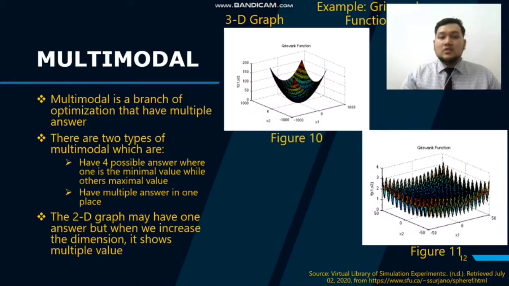This differs from multimodal optimization, where multimodal optimization is a branch of optimization that has multiple answers. Figure 10 and figure 11 show the example of the multimodal optimization. Figure 10 shows the 3D graph where we can see that there is only one value, but when we increase the dimension to more than 3 dimensions, we can see in figure 11 that there are many possible answers.